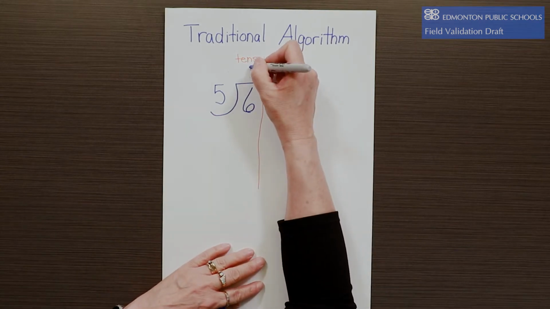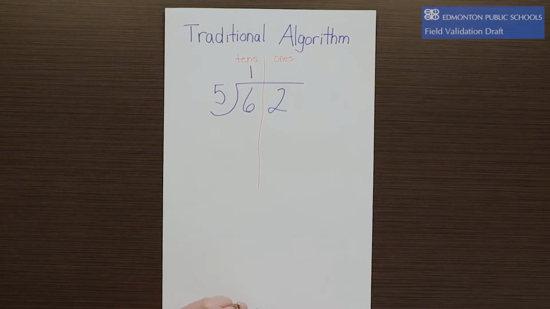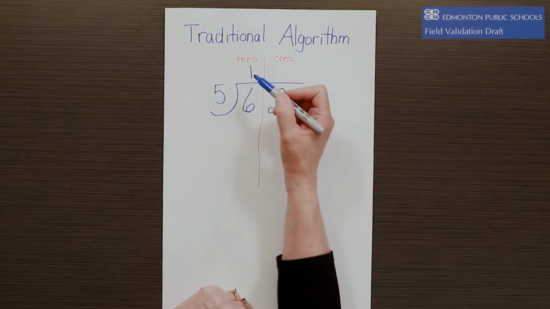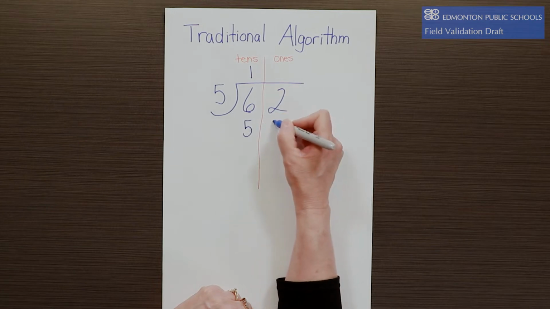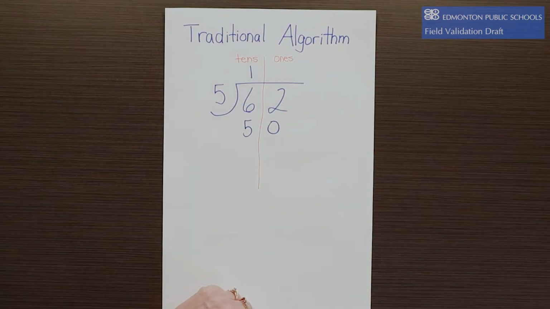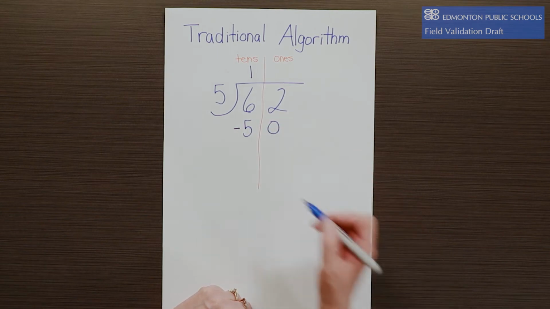And I'm going to record a 1, so I could have 10 in each of my groups of 5, but I'm going to record that as 1 in the tens place value. I know that 10 times 5 is 50, and I'm going to record that as 50. And then I'm going to subtract to see if there's still more to divide.